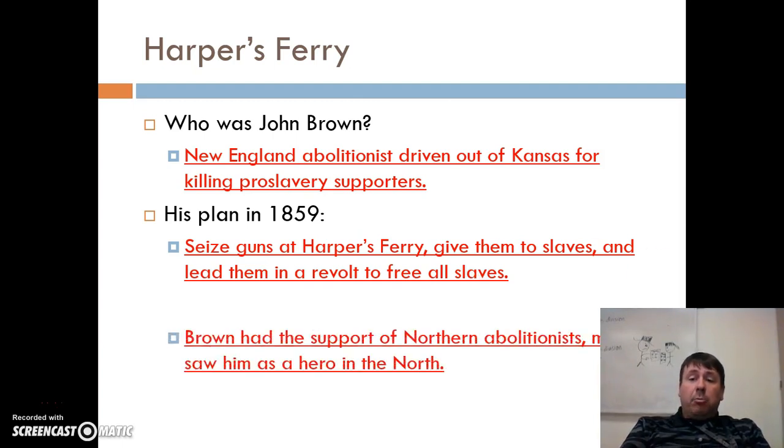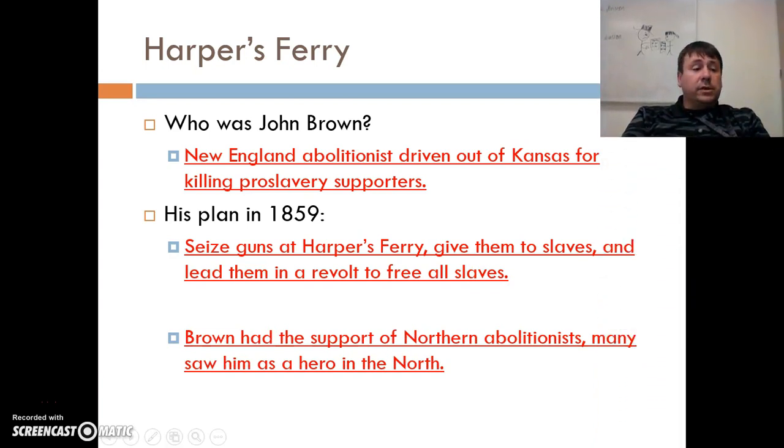Now, Brown's plan doesn't succeed, even though he gets support from northern abolitionists, and many abolitionists see him as a hero. Basically, the U.S. government sends the United States Marines to Harpers Ferry. They squash his raid and basically capture him, kill his sons, and things aren't going to go well for John Brown from here because he basically attacked the United States.